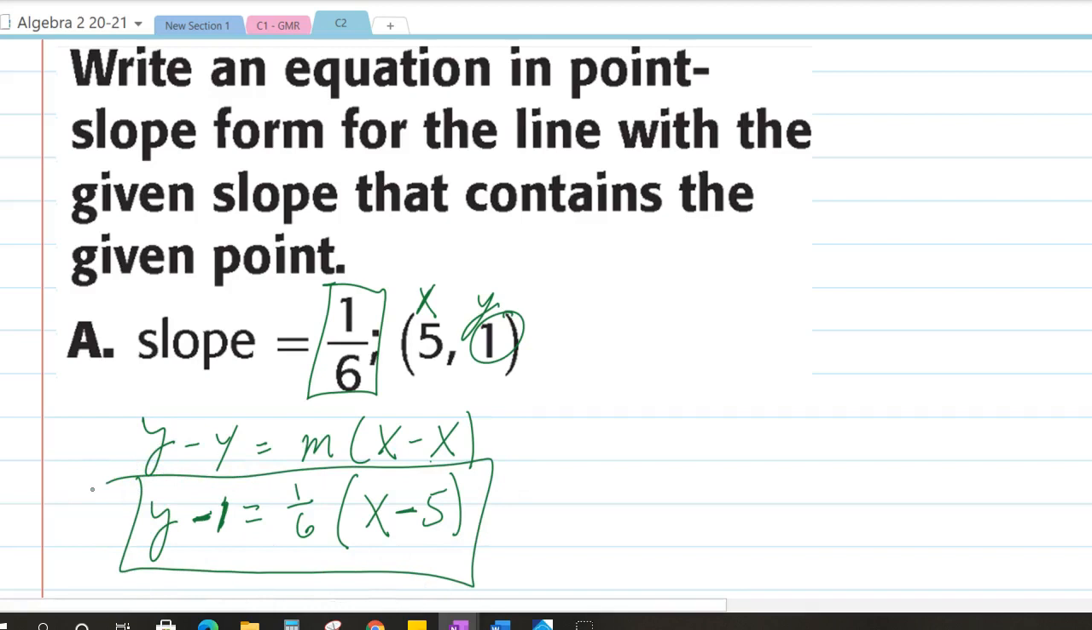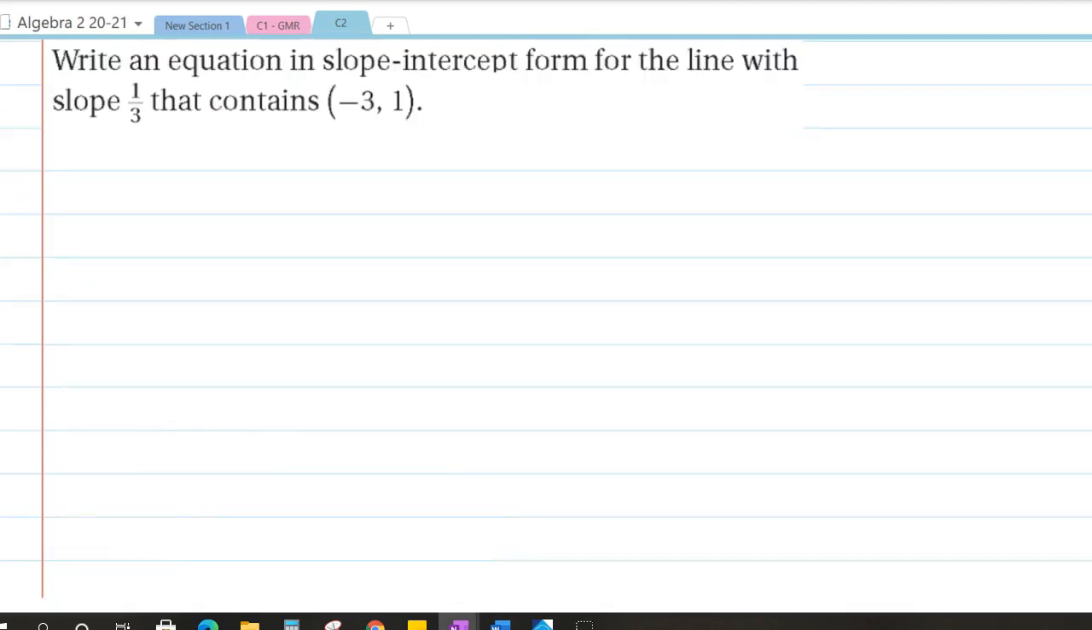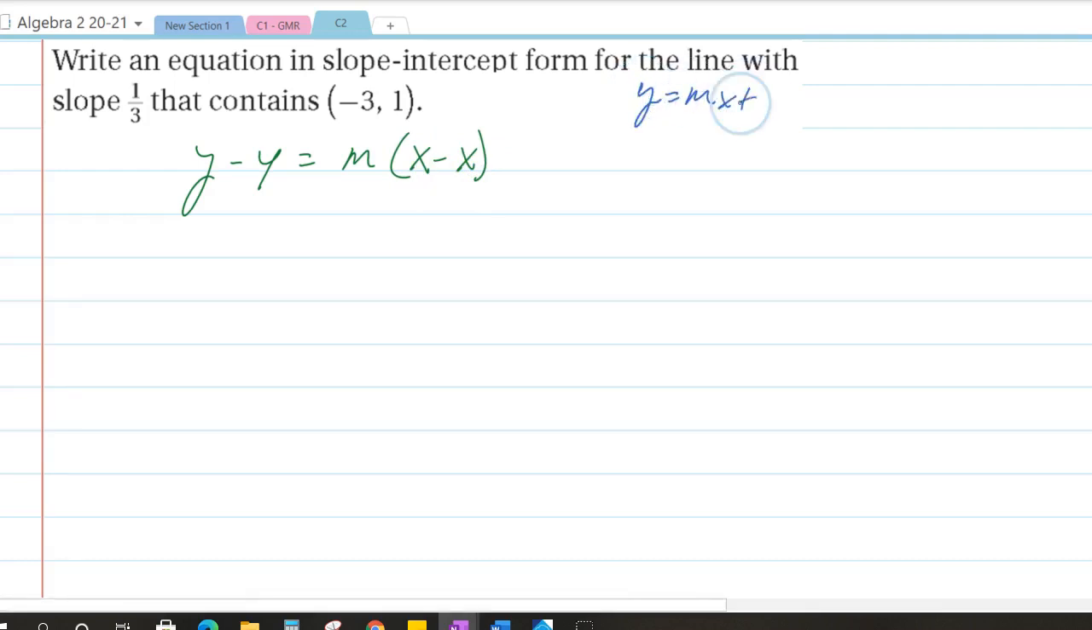That is point-slope form. Now this problem wants in slope-intercept form. In the last video, we talked about how to take a point in a slope and create slope-intercept form. Here, we're going to use point-slope form to help us find slope-intercept form. We set it up the same way. y minus y1 is equal to m times x minus x1. Remember though, my goal is to get it into slope-intercept form, y equals mx plus b.